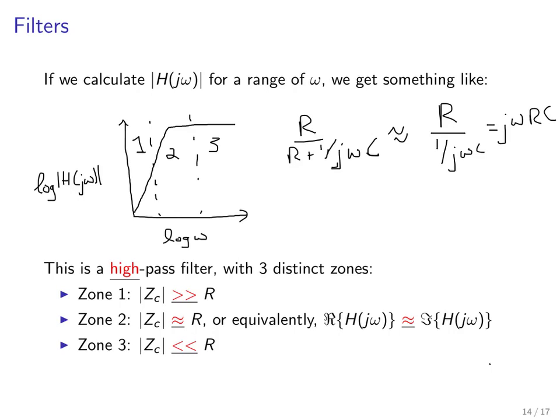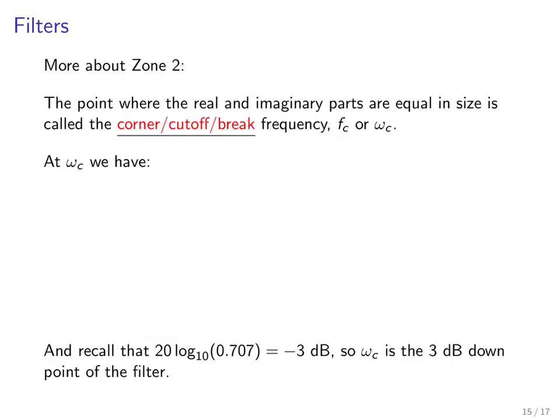And so if we plot this, we can see that the transfer function magnitude is approximately proportional to omega. So if we plot the log magnitude versus the log omega, we get a line, and that's why we see that there. So in zone 1 we have the stop band, where the signals are suppressed. And in zone 2 we have the point where the real and imaginary parts are about equal in size, and that's where we have this rounding off.